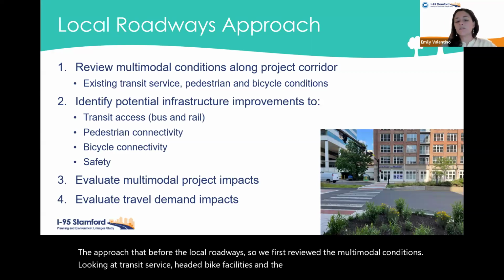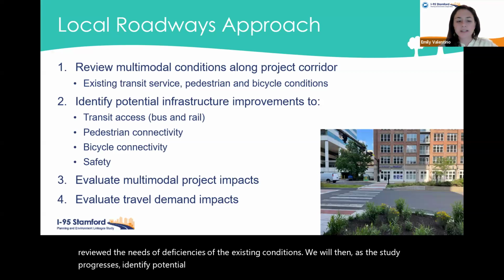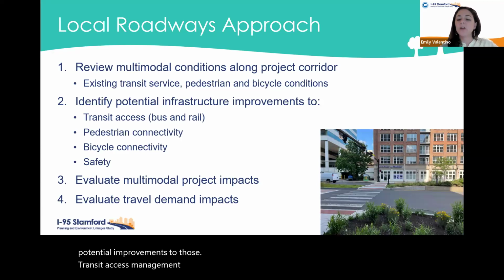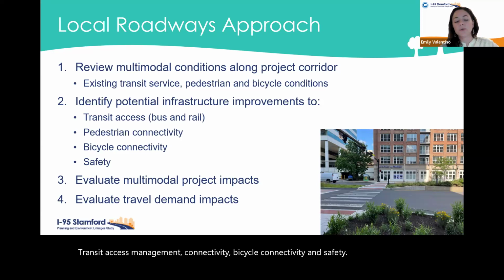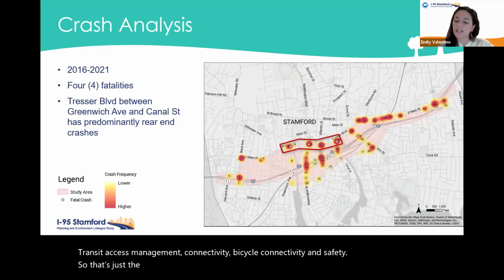So we reviewed the needs and deficiencies in the existing conditions. We will then, as the study progresses, identify potential improvements to transit access, pedestrian connectivity, bicycle connectivity, and safety. We'll then evaluate some of the impacts of those improvements and then evaluate how that might change the travel demand and how many users use each of those components. So that's just the scope of the project. Now we'll go into the existing conditions analysis and the needs and deficiencies.